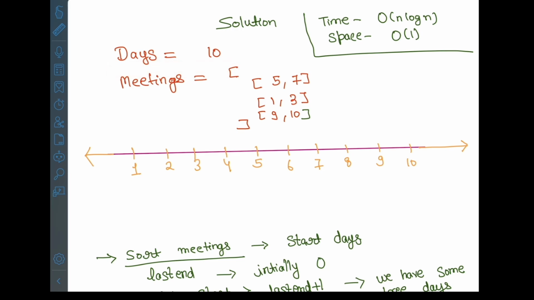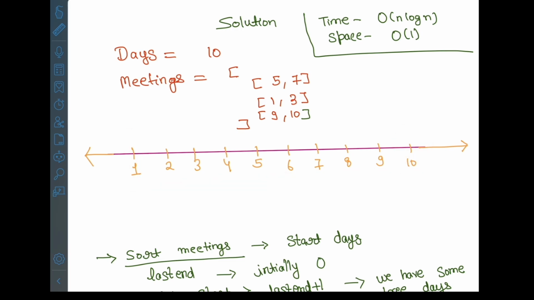So in this example, we have number of days as 10, and there are some meetings which are scheduled in the office. The meetings data is a two-dimensional array, and every data in this particular array is representing two things: the start day of the meeting and the end day of the meeting. For example, here the employee is available for 10 days. So we have marked those 10 days in this particular line, which goes from 1 to 10.